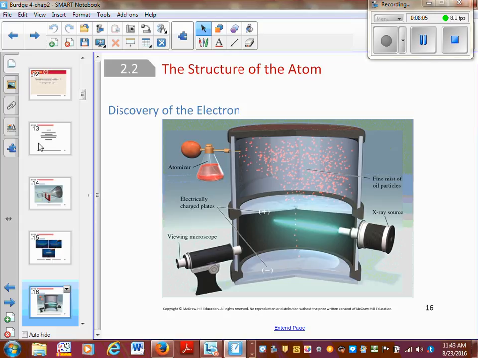Another experiment they could do is the Millikan oil drop experiment. In this apparatus, you can get a fine mist of oil droplets. You can put a charge on them and put them between charged plates. You can actually float the oil droplets. So that's another way they saw what an electron was.